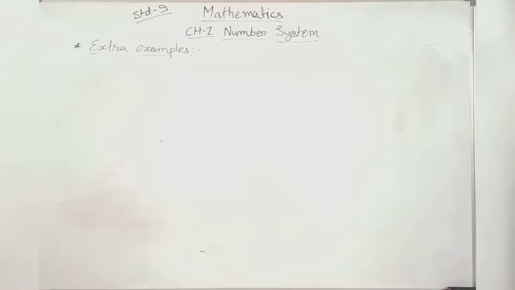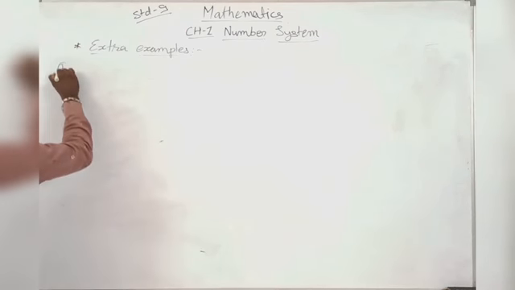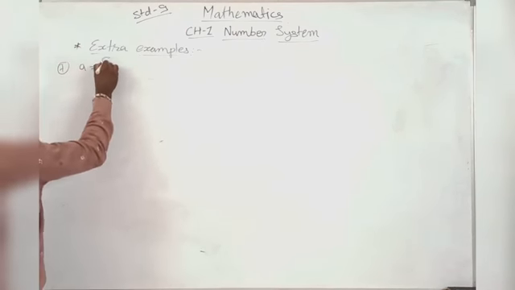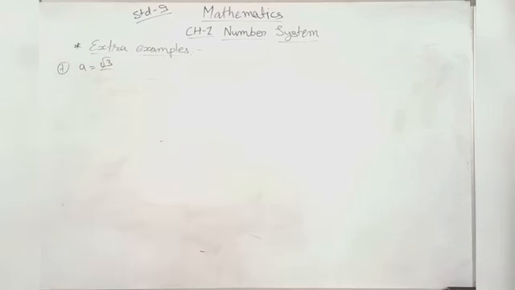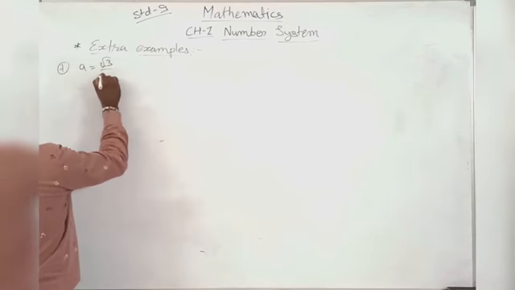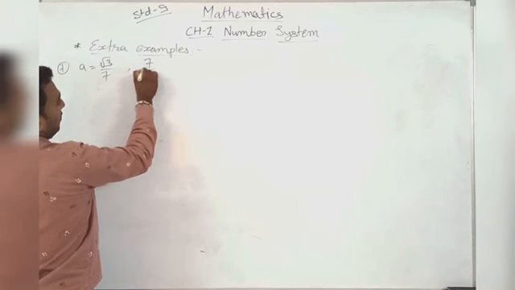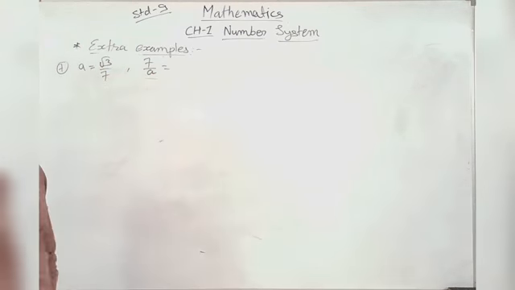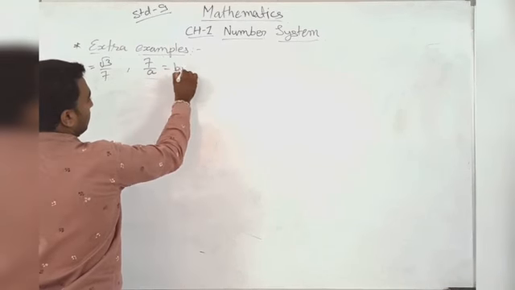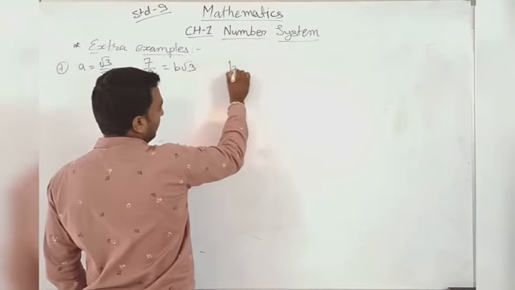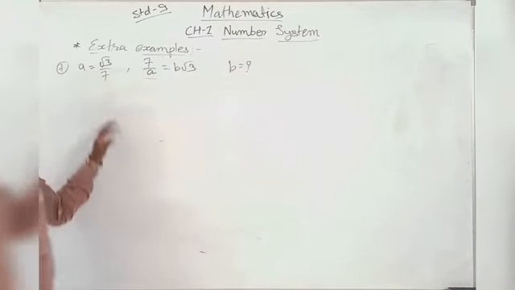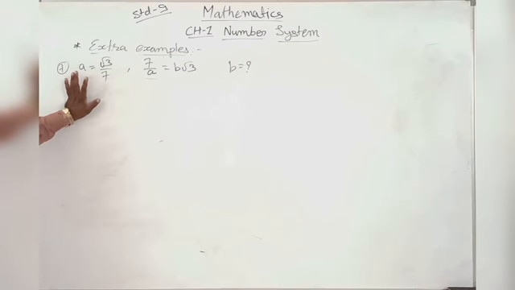Now what is your question number 7? A is equal to root 3 upon 7 and 7 upon A is equal to B root 3 is given. Then we have to find out B. See here, this is your homework.